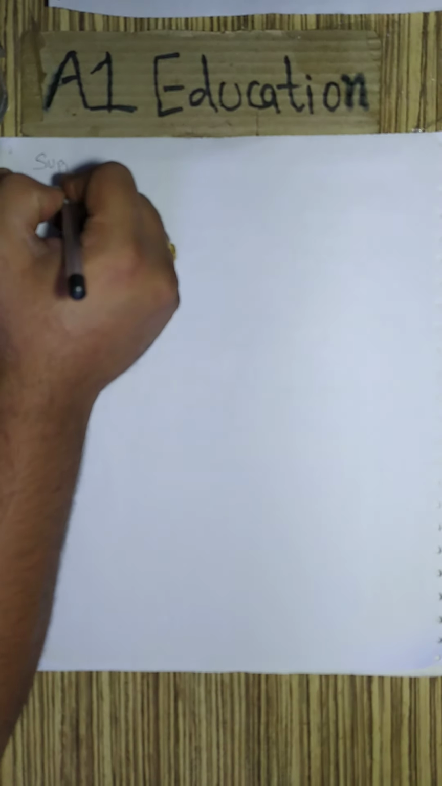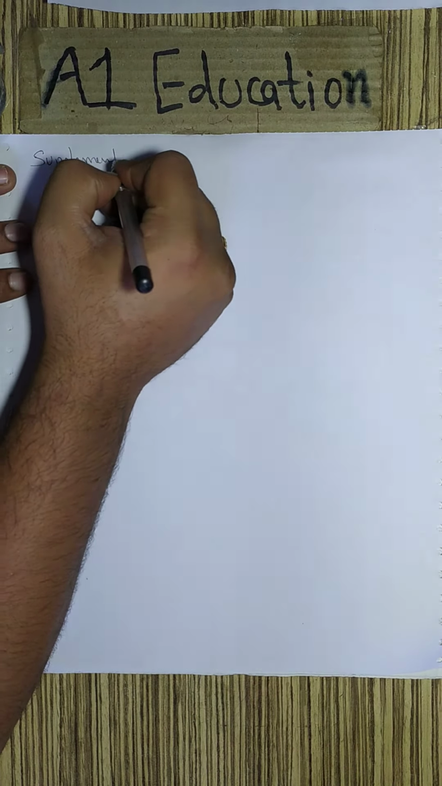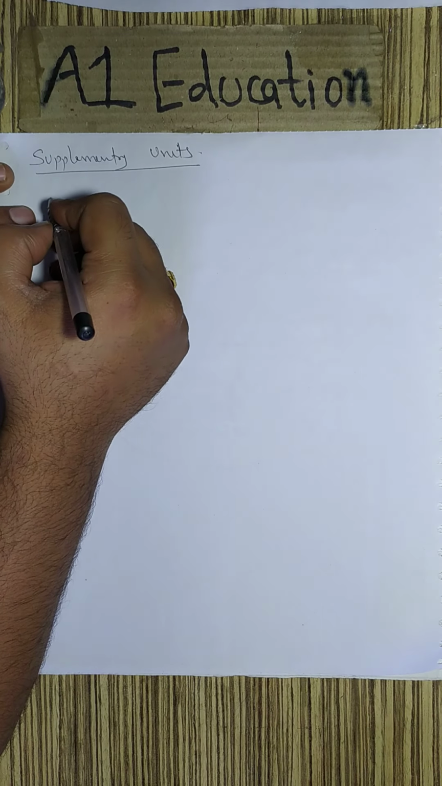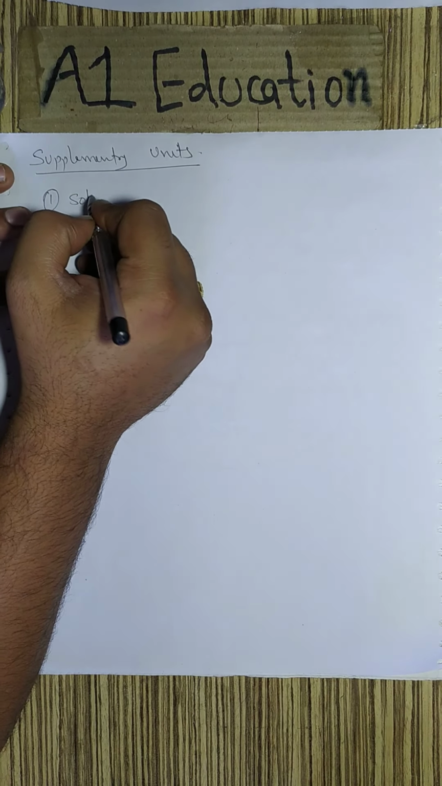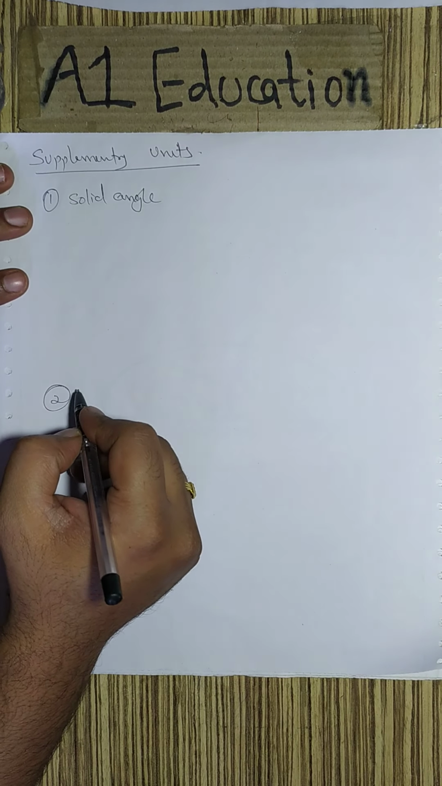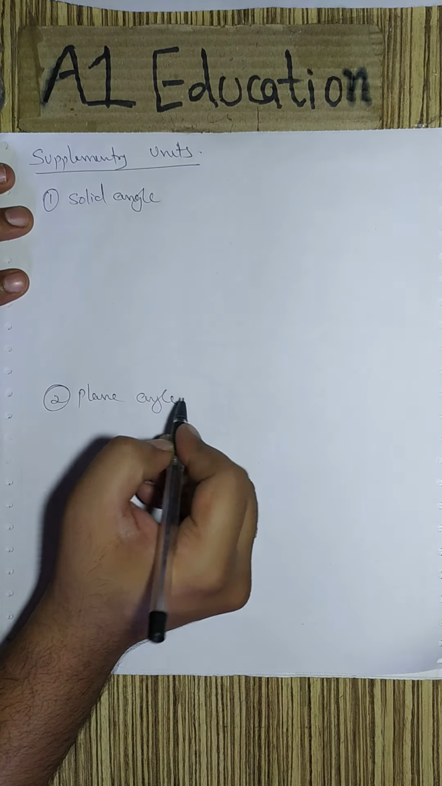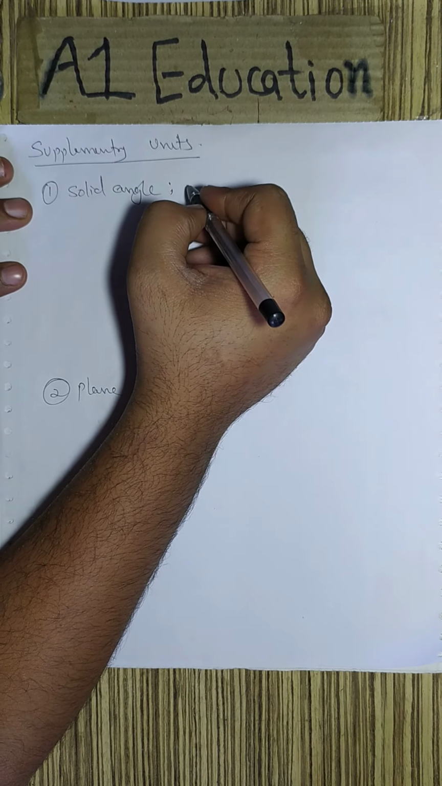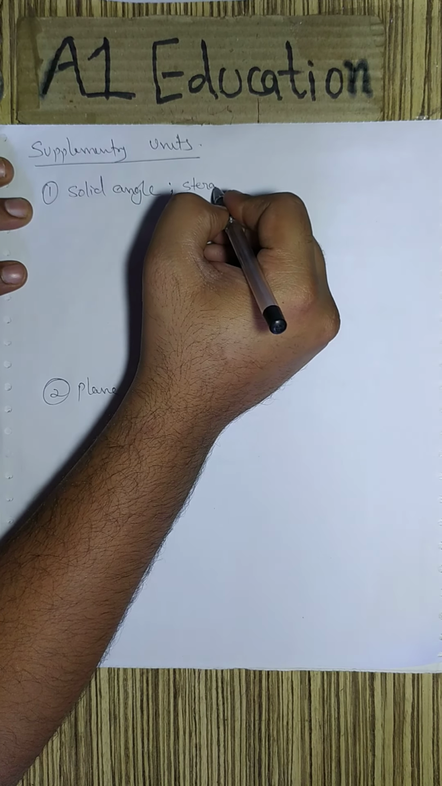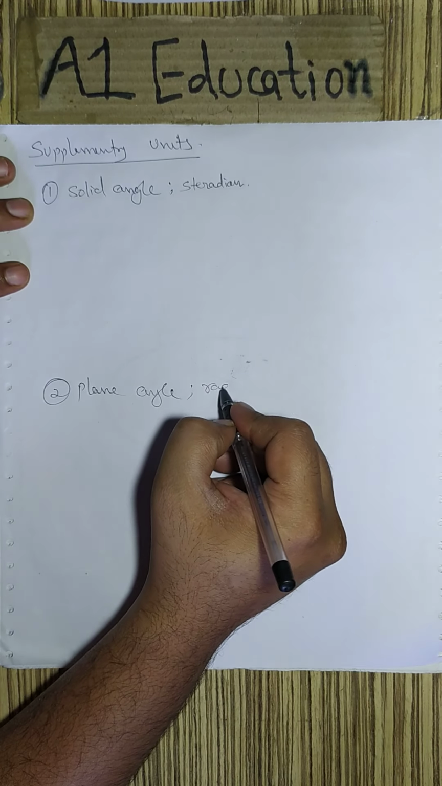Apart from the fundamental units which we have seen, we also have two more supplementary units. The first physical quantity is solid angle and the other physical quantity is plane angle. Solid angle, its unit is steradian, and plane angle, it is radian.